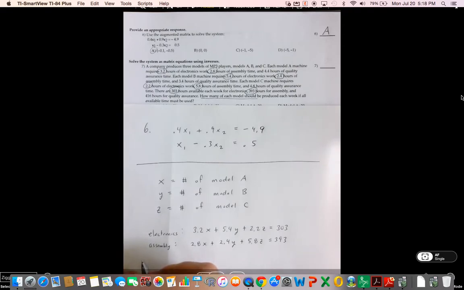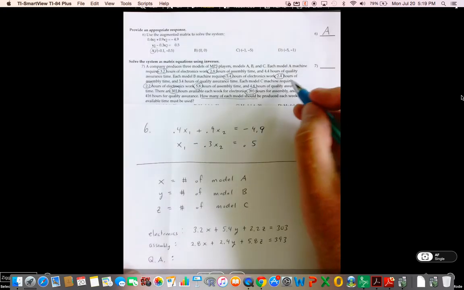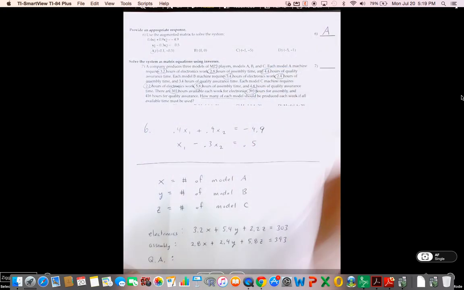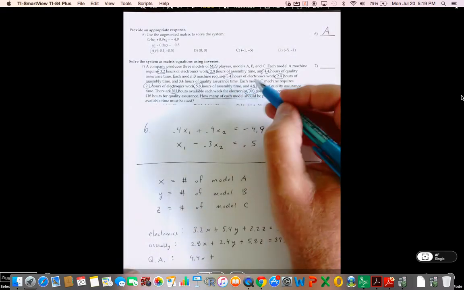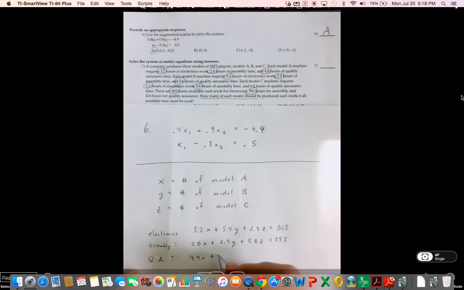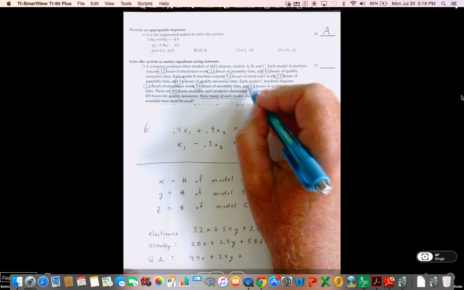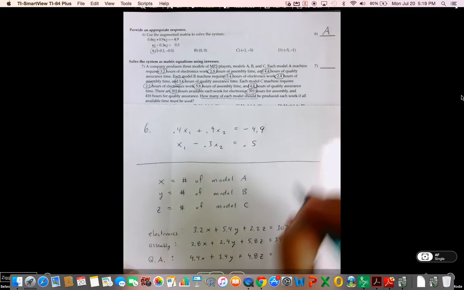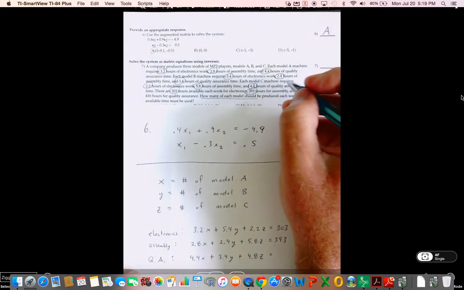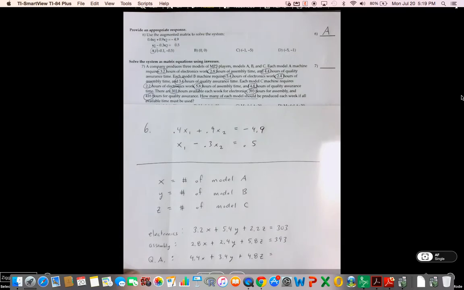The next thing I see is I've got some quality assurance. The quality assurance for A is 4.4. The quality assurance for B is 3.4. And the quality assurance for C is 4.8. The total quality assurance that I have is 416.